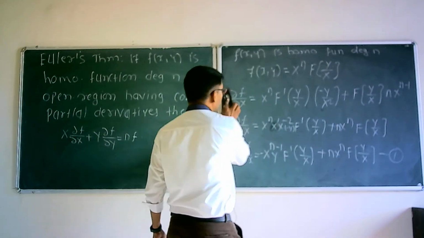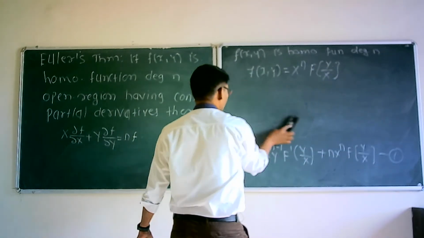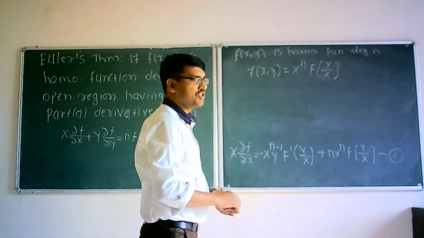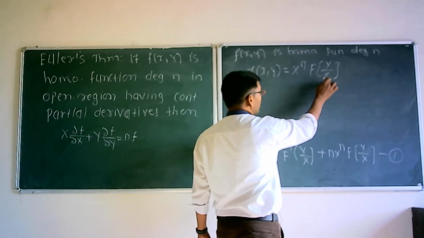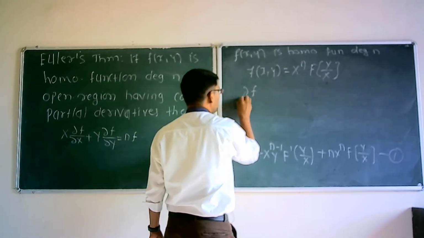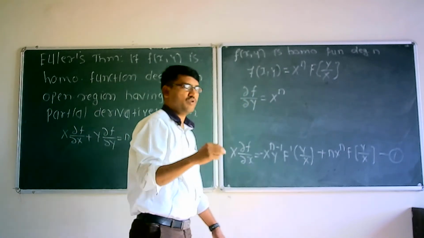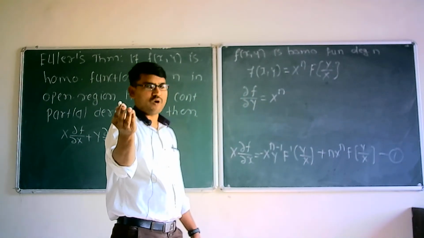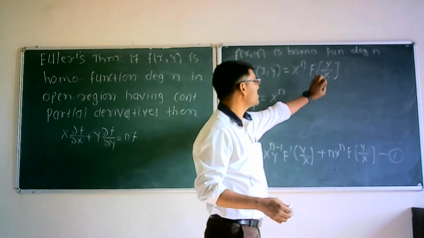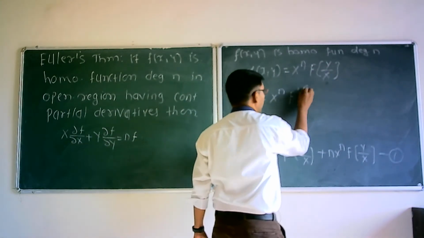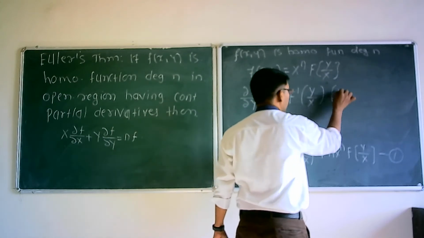Now similarly, if you differentiate this function with respect to y, there is only one term containing y, so for its partial derivative, x raised to n is a constant. We are taking a partial derivative with respect to y, which means x is constant, and the partial derivative of this term with respect to y is f dash of y by x into the derivative of y by x with respect to y, which is 1 by x.